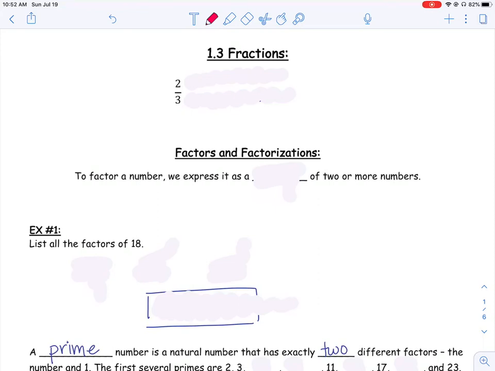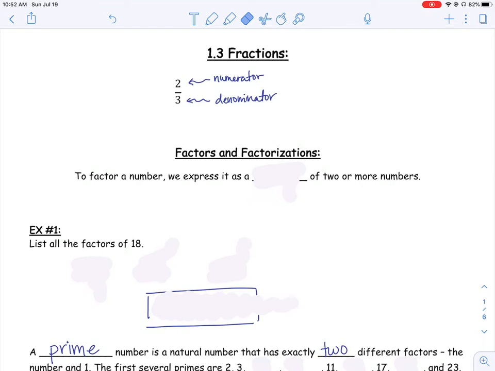All right, we're going to start in our first section of chapter 1. We're going to start at section 1.3 and start talking about fractions. In a fraction, we have what we call a numerator and a denominator. The top number is what we call our numerator, and the bottom number is what we call our denominator. So this fraction 2/3, our numerator would be 2, and our denominator would be 3. A fraction is just simply a division problem, okay? So that division bar, that fraction bar, is the same thing as a division.